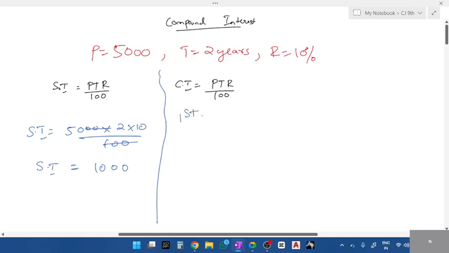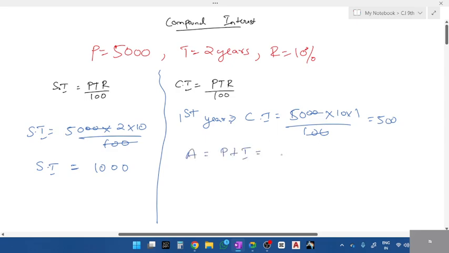First year and second year. For the first year, what is the compound interest? Is it 500? That is equal to 500. Okay. In compound interest, you have to calculate even the amount. Amount is equal to P plus I. What is the amount? 5,000 plus 500?